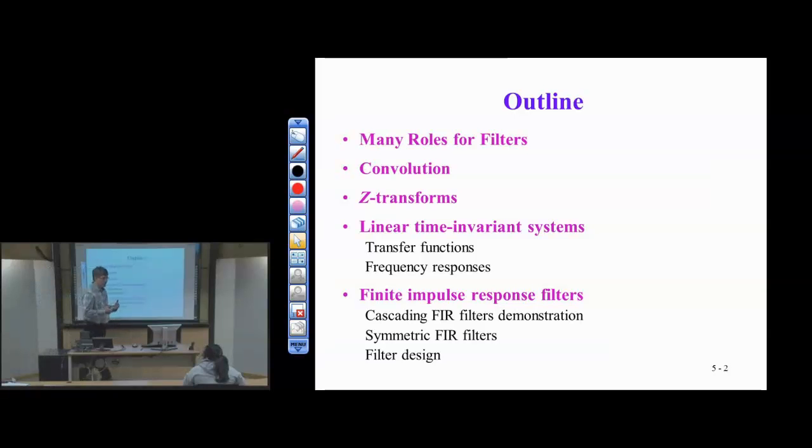All right, so this is actually a 4-part lecture. So today we'll do the many roles of filters and review convolution, and we'll cover the other topics in the other parts for lecture 5.